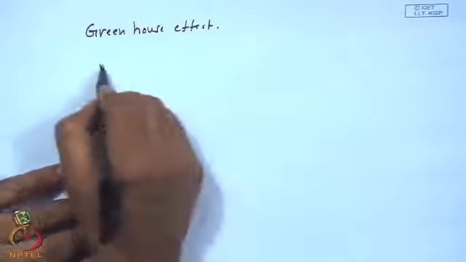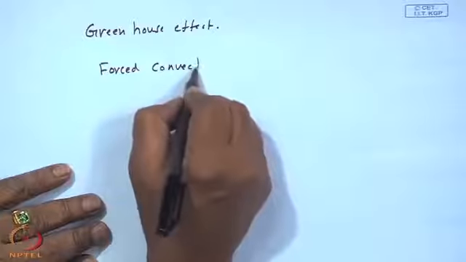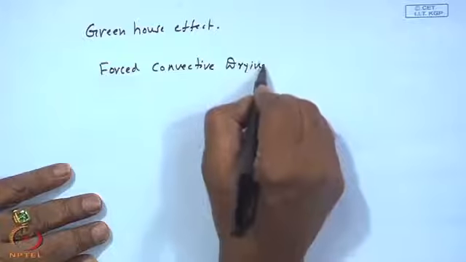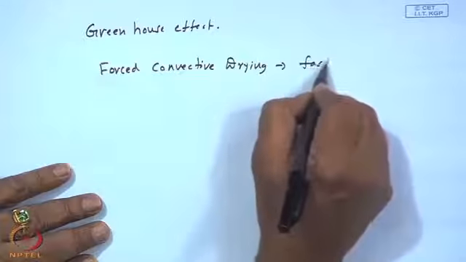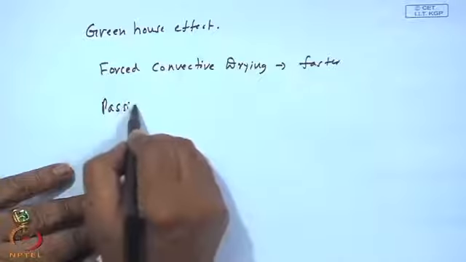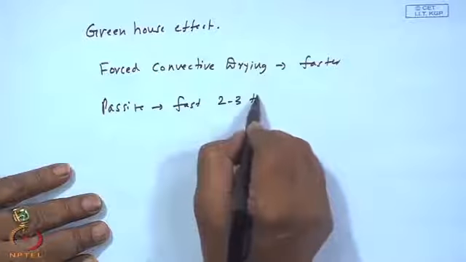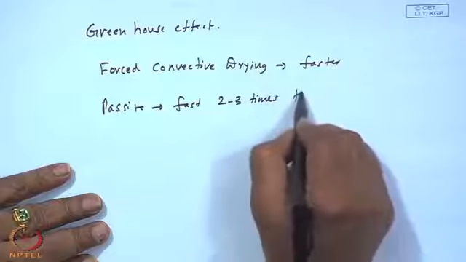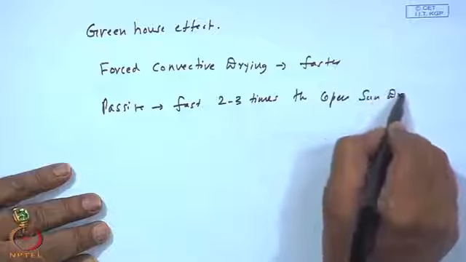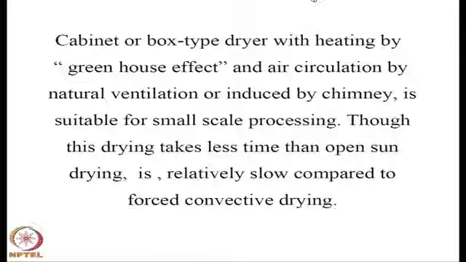So, if you have a forced convection, it will be faster obviously, but this passive is faster 2 to 3 times the open sun drying. The fringe benefits are contamination free.